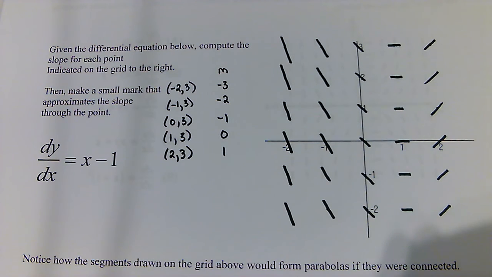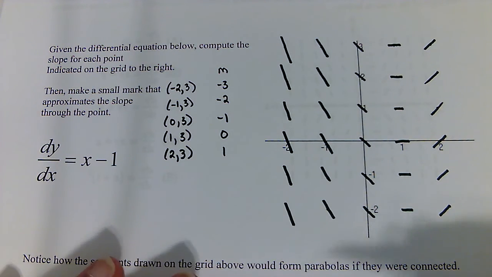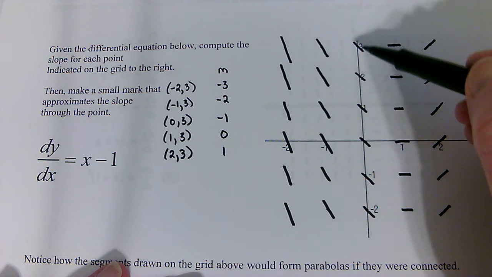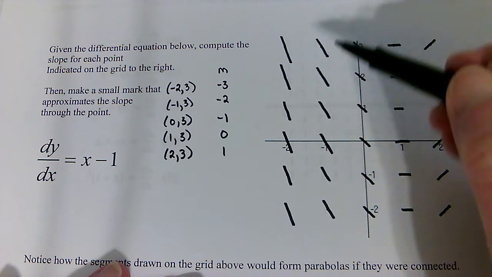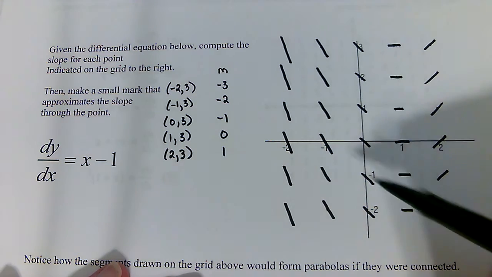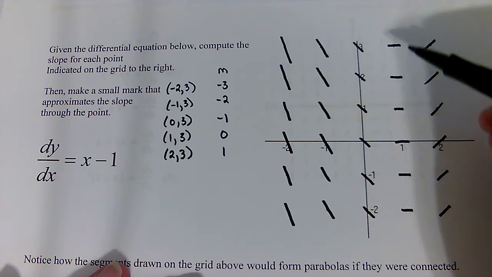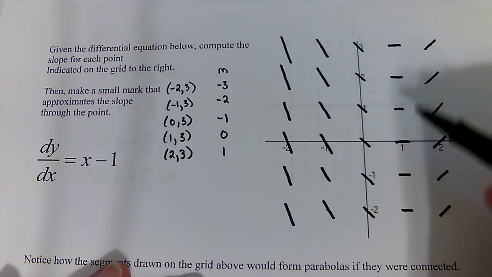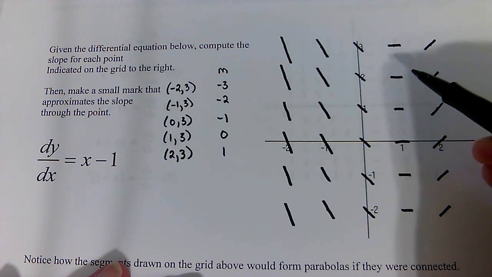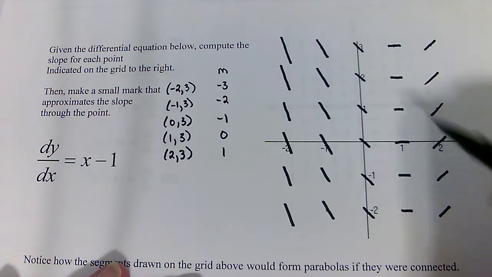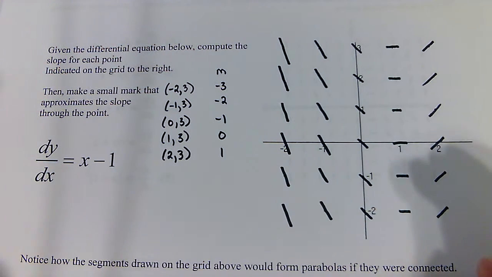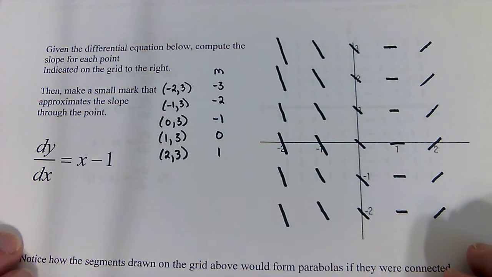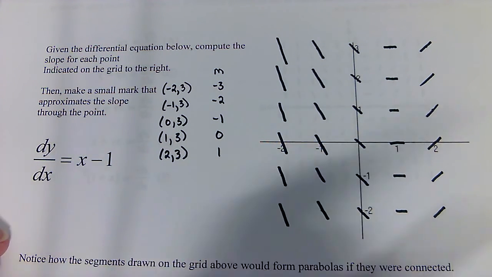Now notice what we have here. If I connect the dots, I have a whole bunch of parabolas with a vertex along x equals 1. They're just up and down from each other. If we connected the segments, we'd get parabolas.